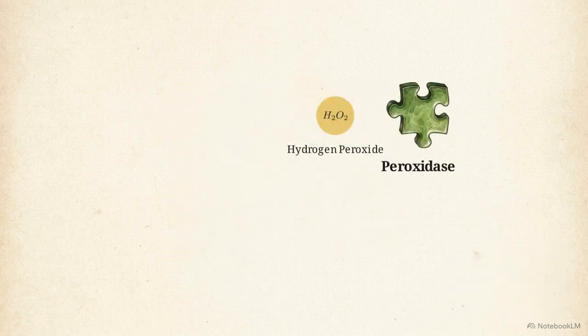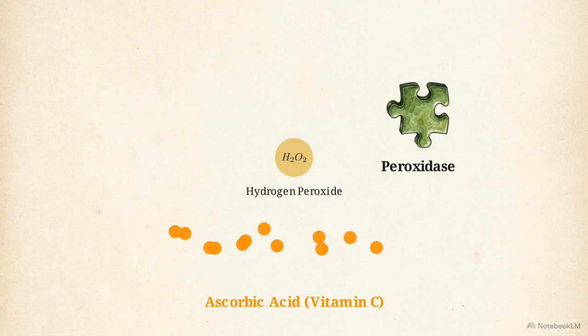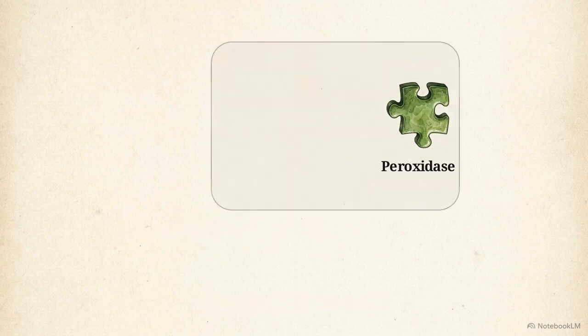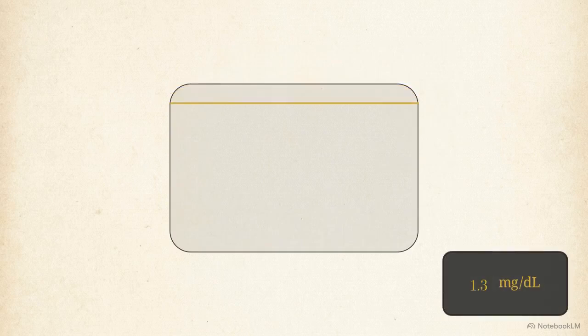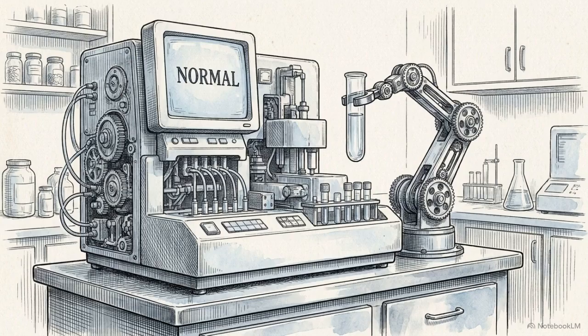This process is vulnerable to chemical interferences, specifically from high doses of vitamin C. Ascorbic acid is a powerful reducing agent. It outcompetes the dye, neutralizing the hydrogen peroxide before the color can develop. The machine scans a clear tube and reports a falsely depressed uric acid level, masking a severe hyperuricemic emergency.